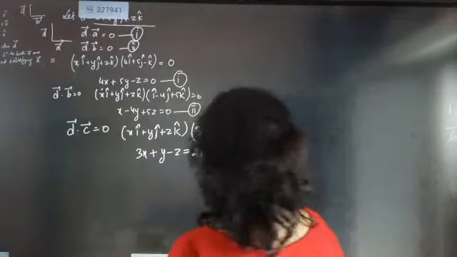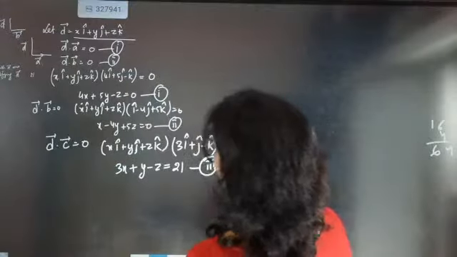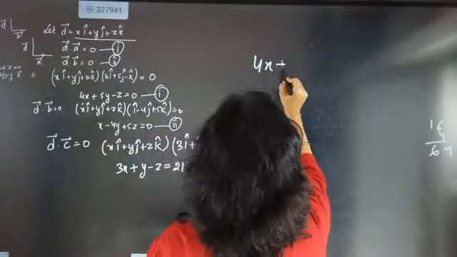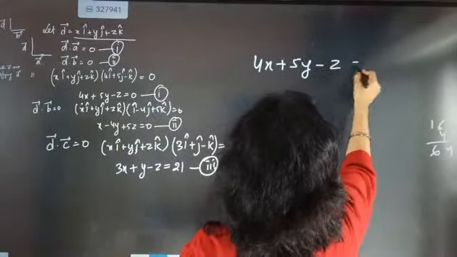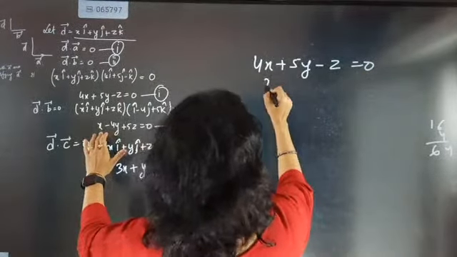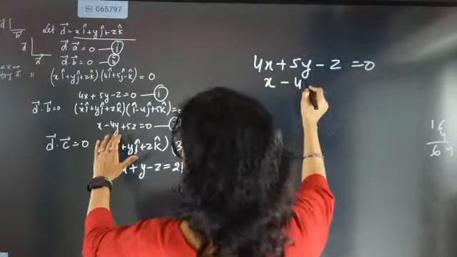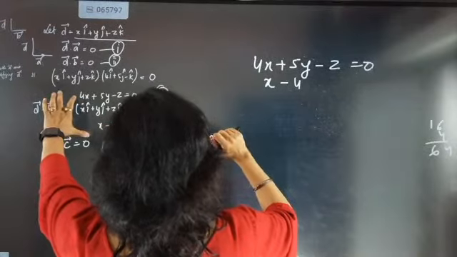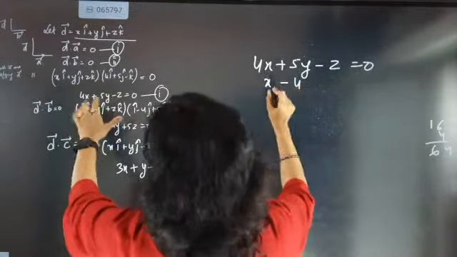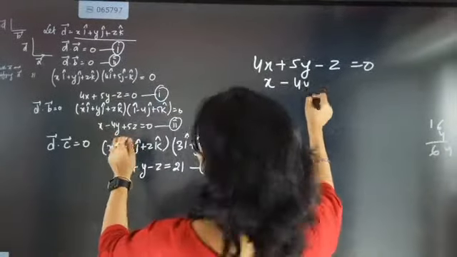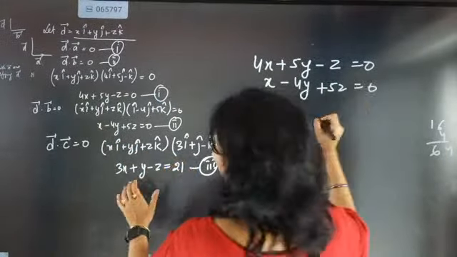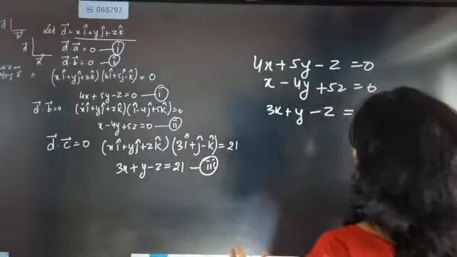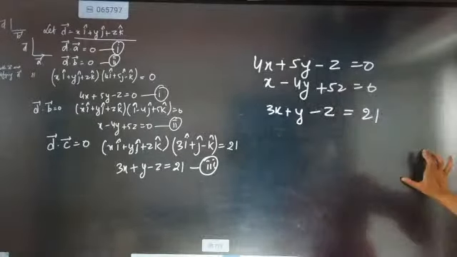Solve the question. These three equations we got now. I am not going to give up so easily. You know me. 4x plus 5y minus z equal to 0. Now x minus, where is the second equation? This is the problem. First 4x plus 5y minus z, x minus 4y plus 5z equal to 0, and 3x plus y minus z equal to 21. So these three equations we got. Come and check this one. Till here we are absolutely correct.